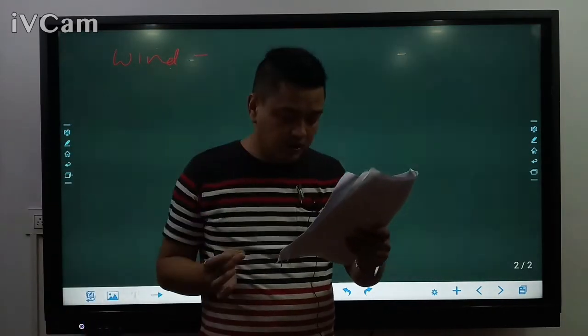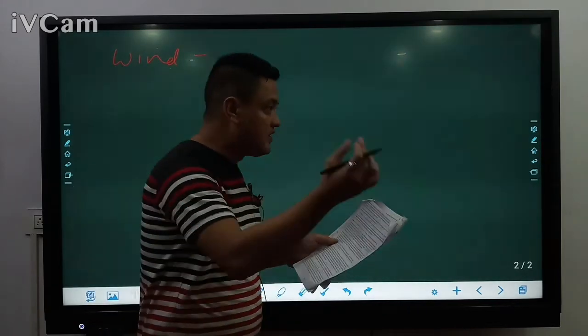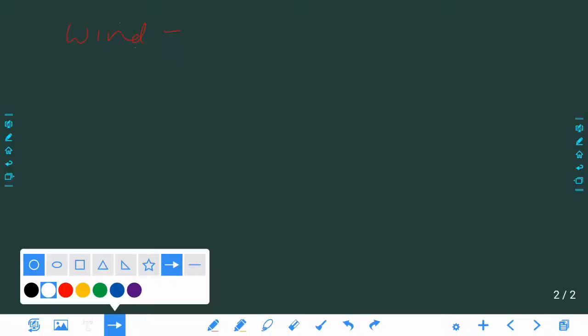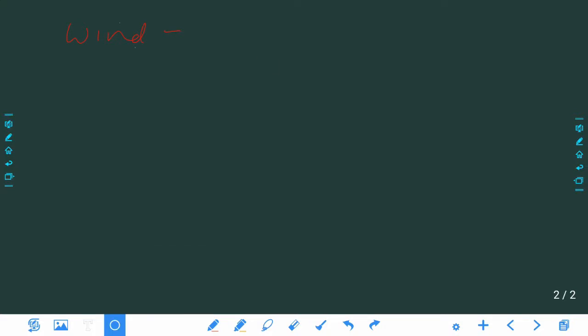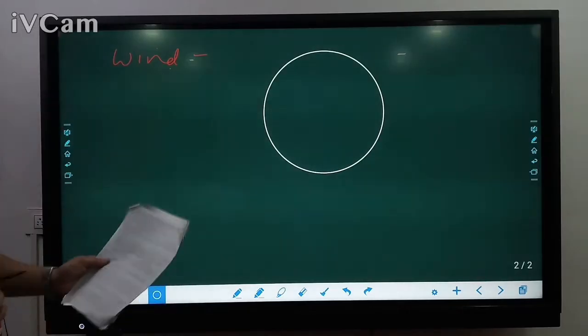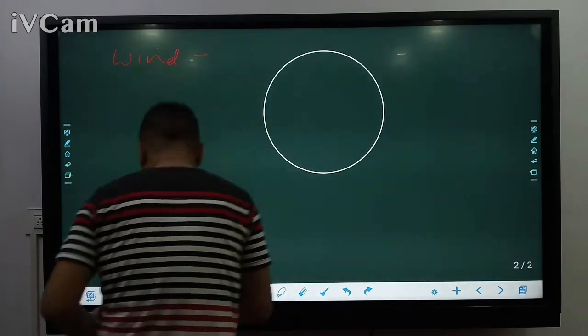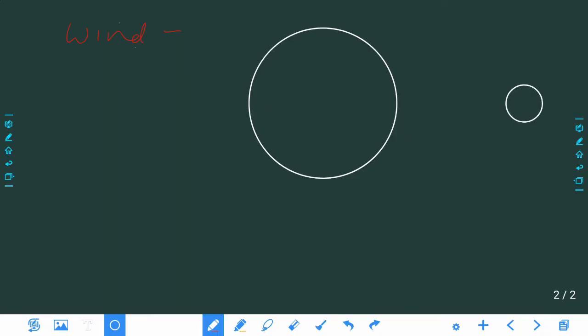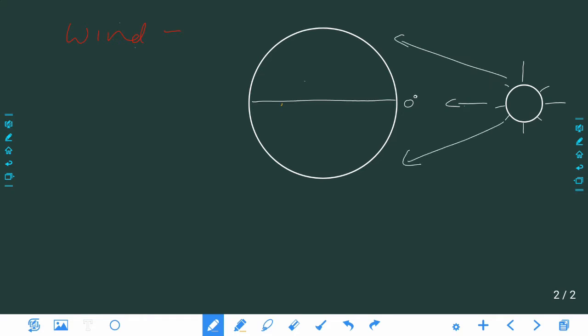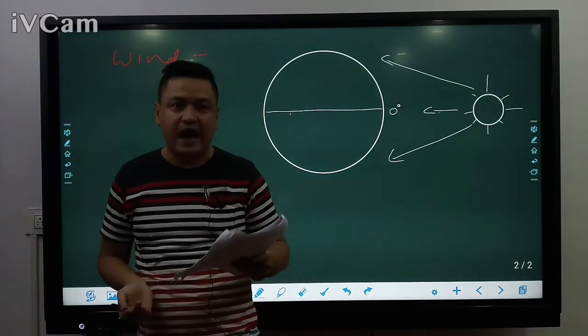There is an uneven heating on the Earth's surface by the sun due to the curvature of the Earth and the angle of the sun rays. Now, whenever I'm talking of the curvature of the Earth, let's see the Earth curvature. If I make a sun here, the direct rays of the sun are always felt at the equator, which I have already told you many times. But you find slanting rays of the sun in the poles. Why? Due to the curvature of the Earth as well as the angle of the sun rays.